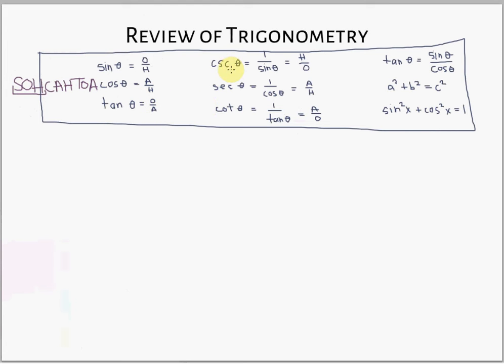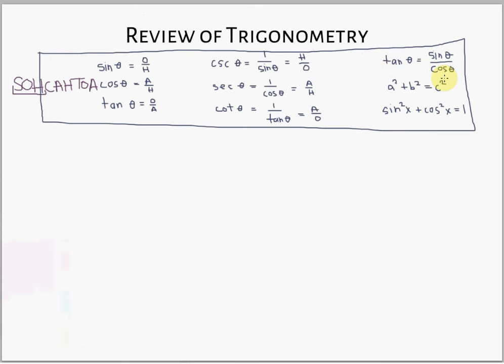Now cosecant is the inverse of the sine function. So if sine is 1 over cosecant, then this would be the inverse as well: hypotenuse over opposite. And likewise, secant is the inverse of cosine, and cotangent is the inverse of tangent. I'm not going to spend a ton of time explaining these, but if you need more help on them, please come to me.